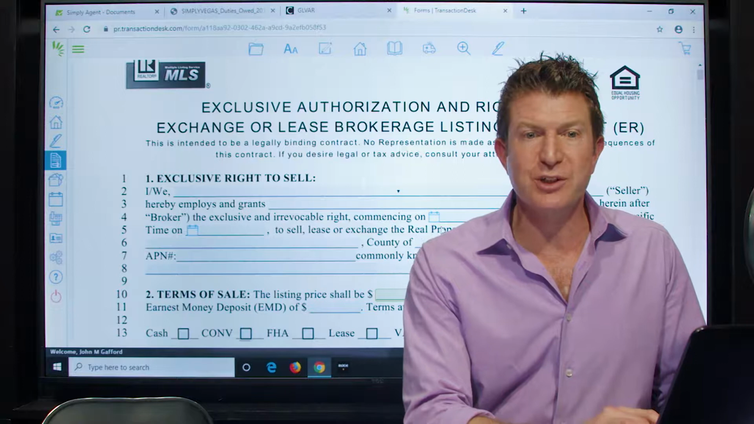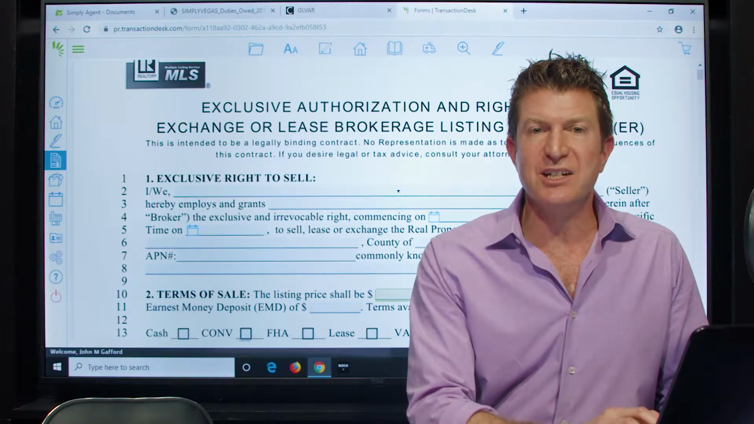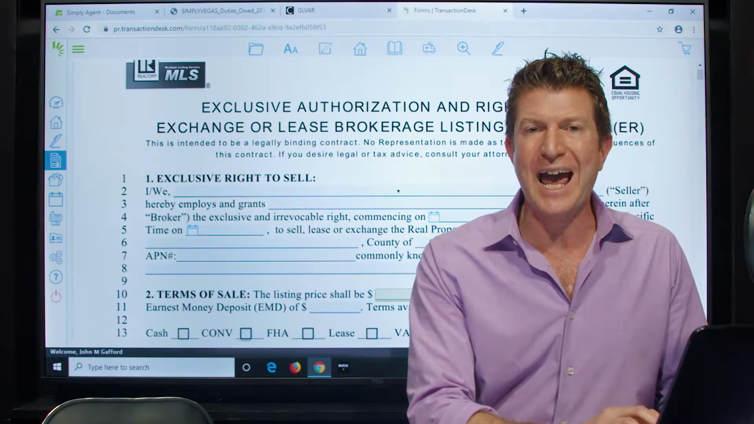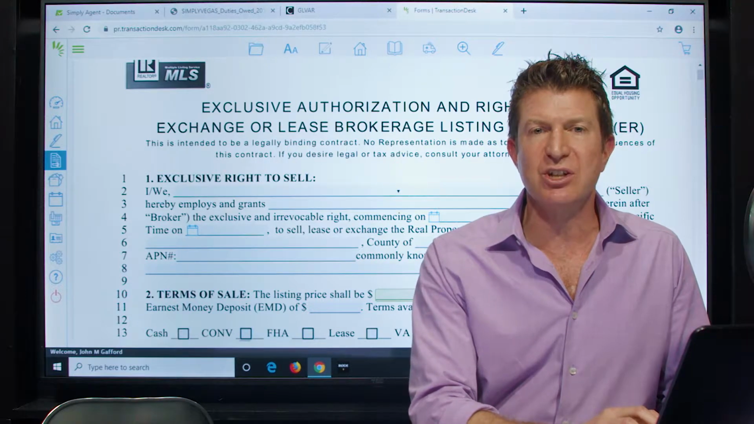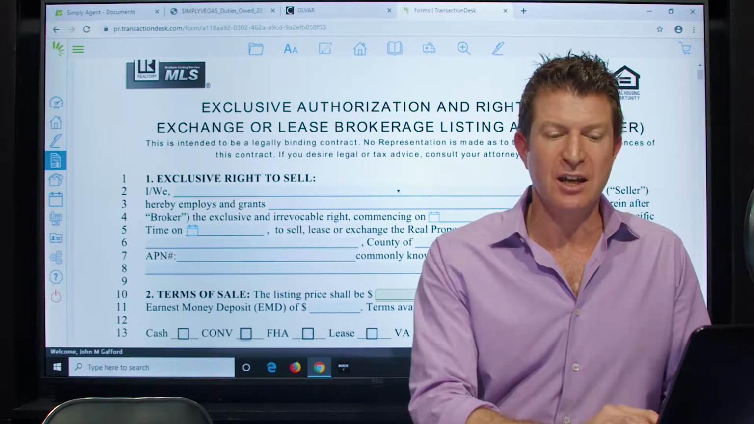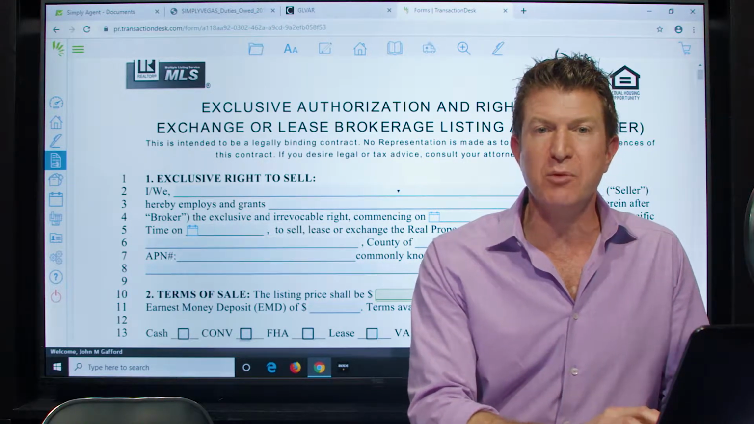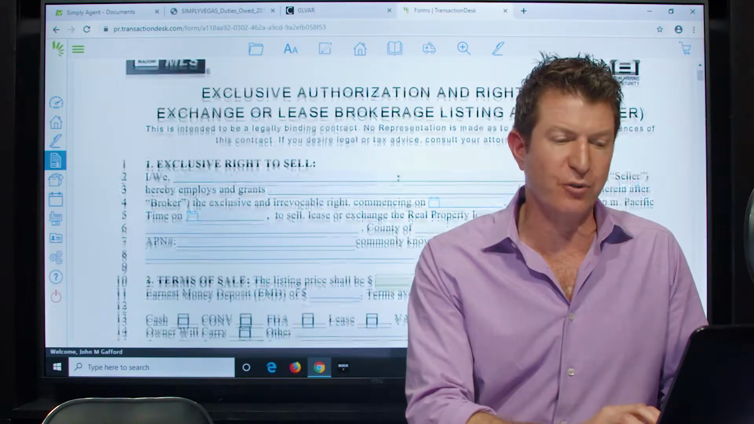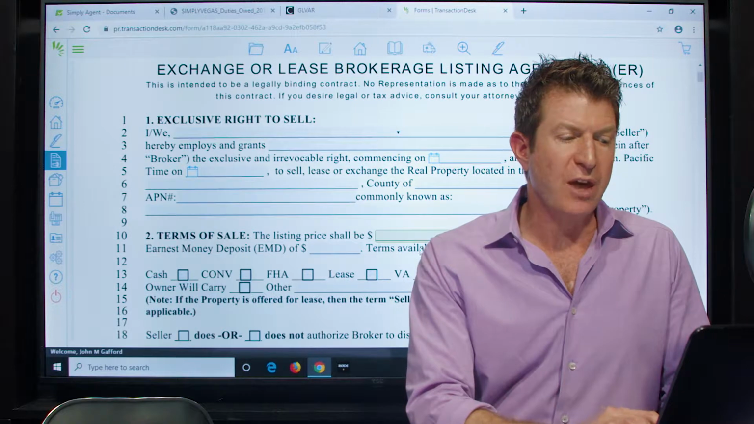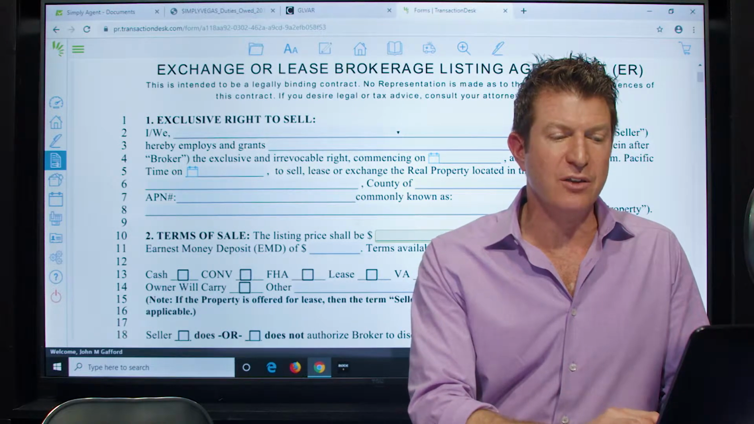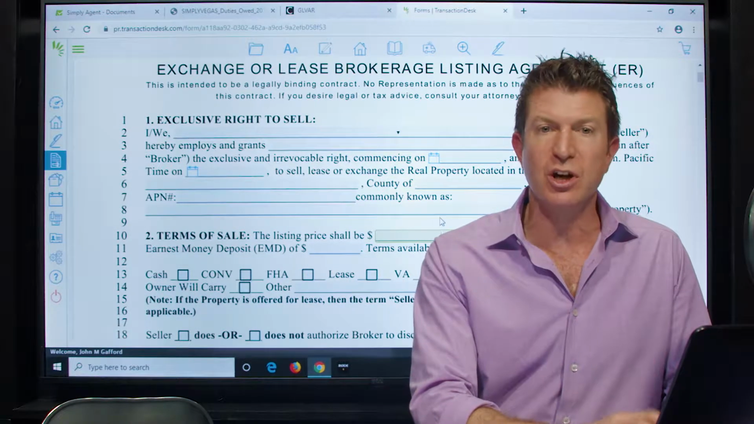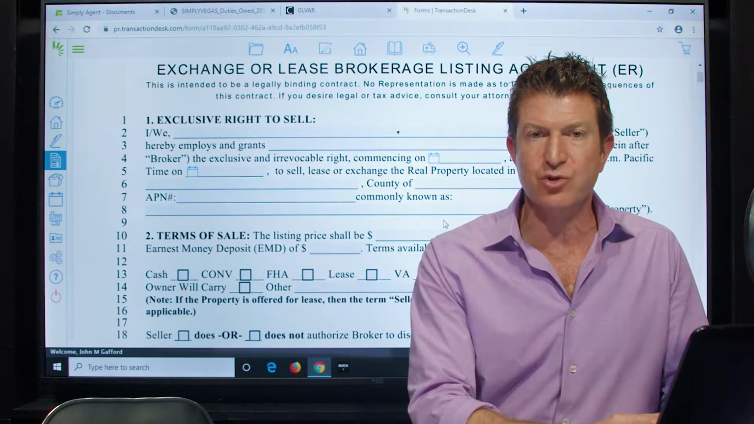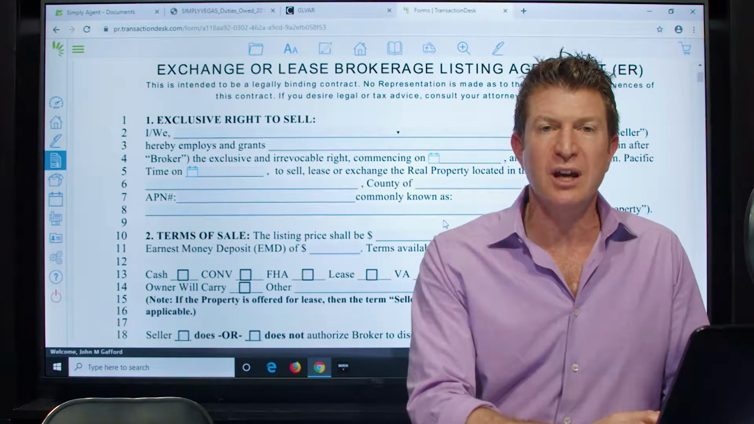The next portion of this form is where the date of the listing is starting from and ending. You have to have a start and end date in a listing. If you present a listing agreement without a start and end date, you are in violation and you can get yourself into a lot of trouble for that. Then the details of the property go in here, the address, the county, etc., as well as the APN. It is extremely important that you put both in.